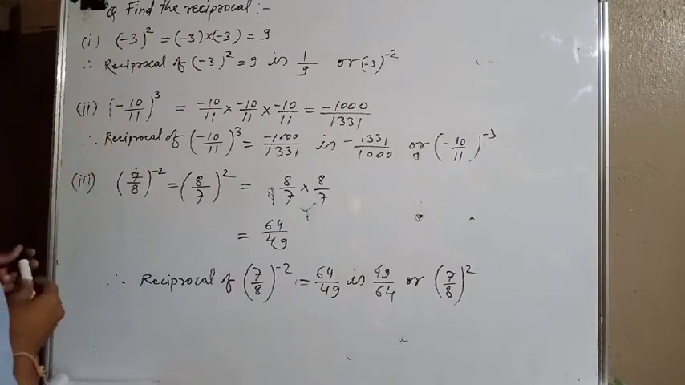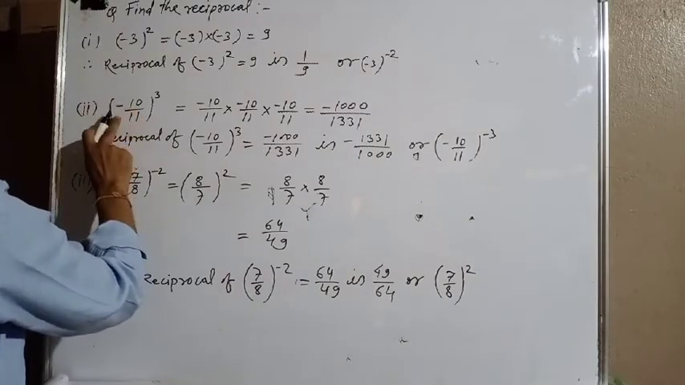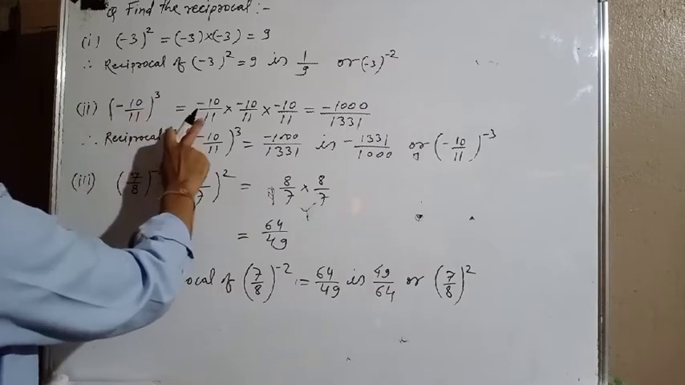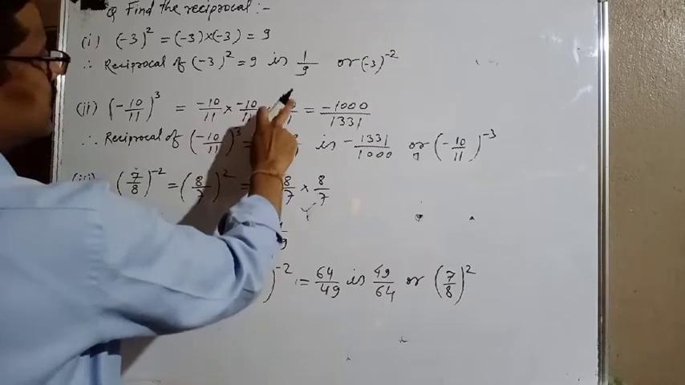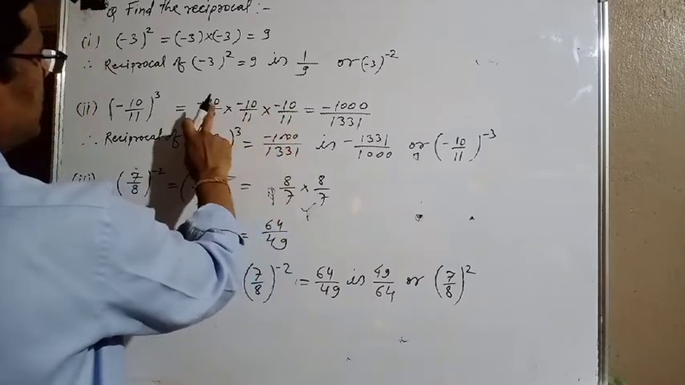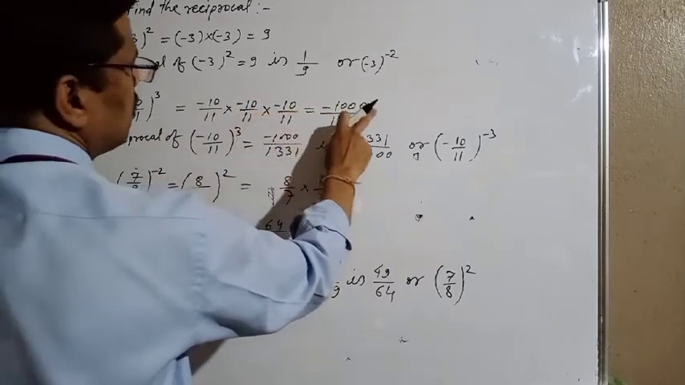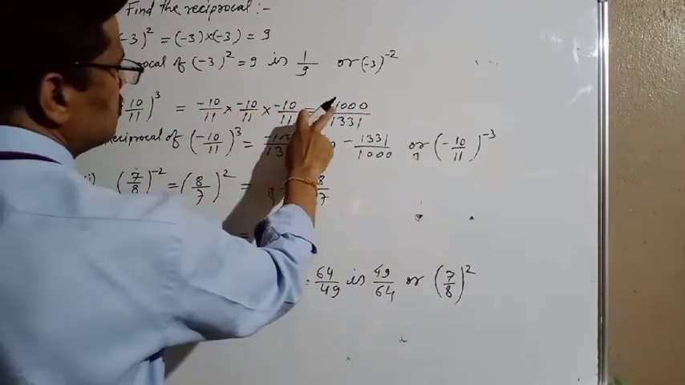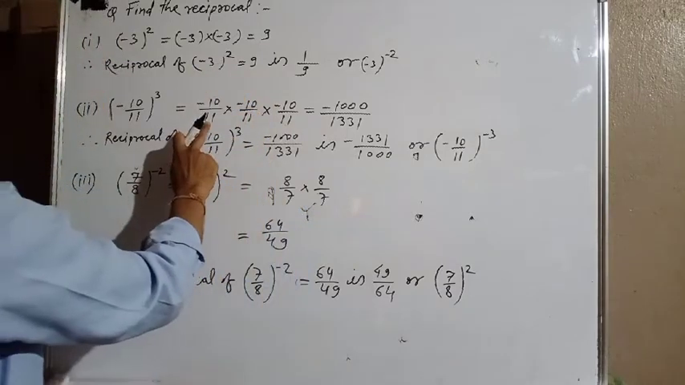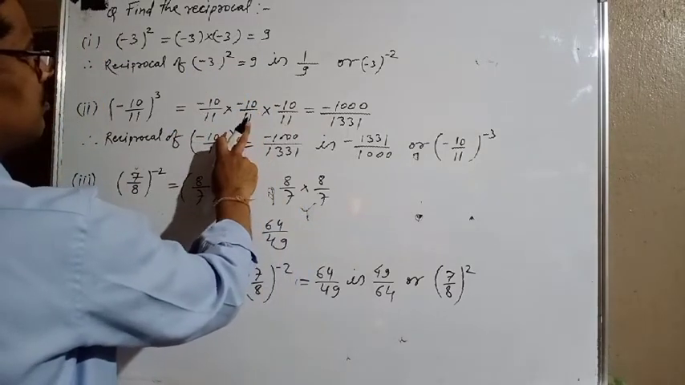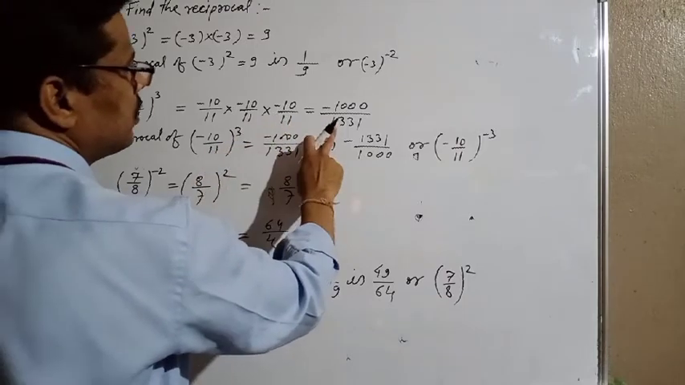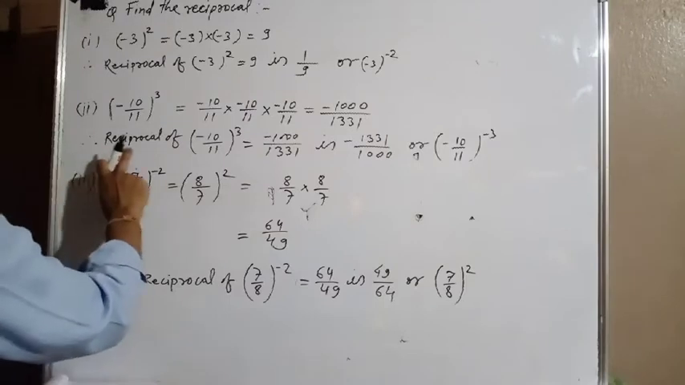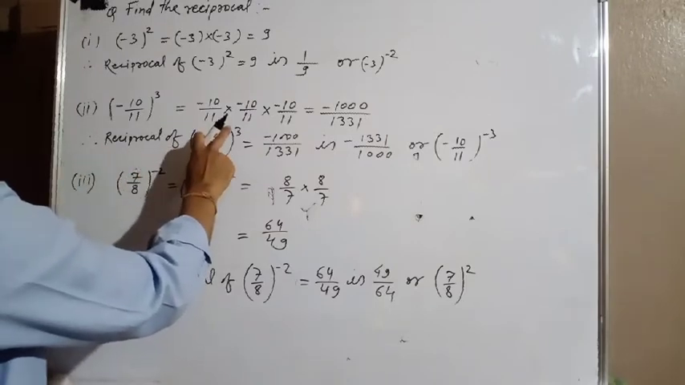Now here, minus 10 upon 11 power 3 is equal to, how many times should we write it? 3 times. Minus 10 upon 11 into minus 10 upon 11 into minus 10 upon 11. When you solve it, 10 times 10 is 100, 100 multiplied by 10 you get 1000, minus 1000 because minus, minus, plus. Now in the denominator, 11 times 11 gives 121, and 121 multiplied by 11 gives 1331.